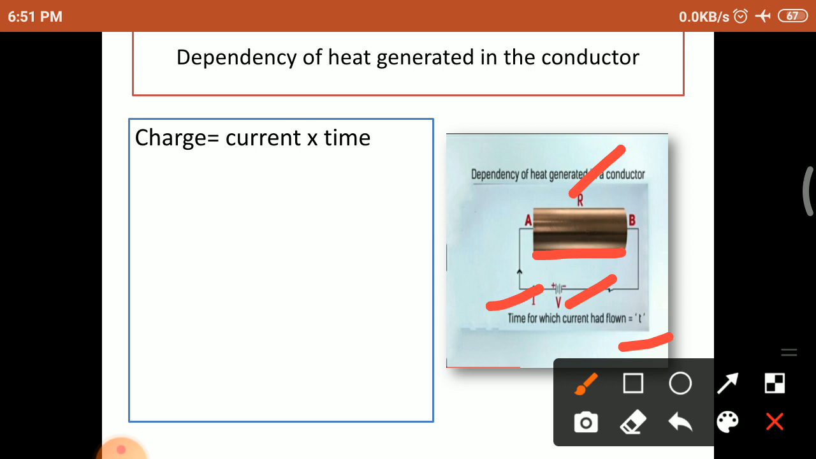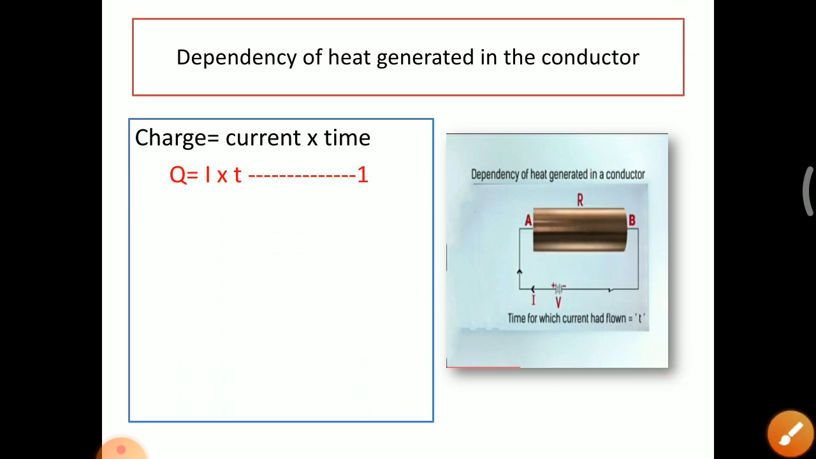So we can write charge equal to current into time. How can we take charge equal to current into time? From the electric current equation, we know that electric current I equal to Q by T. So when the current flows in the circuit, how much charge will flow in the conductor? We know the formula charge equal to current into time. So we can write Q equal to I into T, equation number 1.